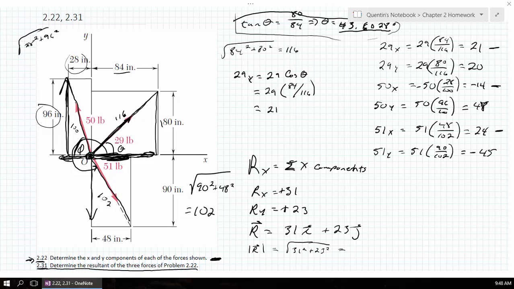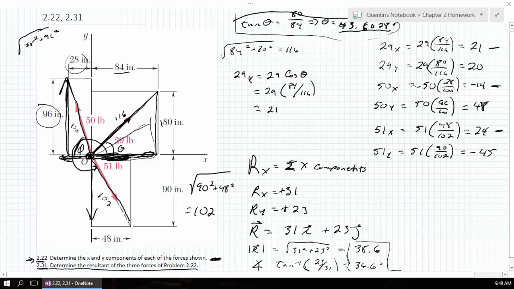So you're looking at 38.6, and the angle is a tangent inverse of, so it's off in this direction somewhere, and so the opposite, 23 over 31, which is 23 divided by 31, arctangent, 36.6 degrees. I think this is how the book gives it to you.